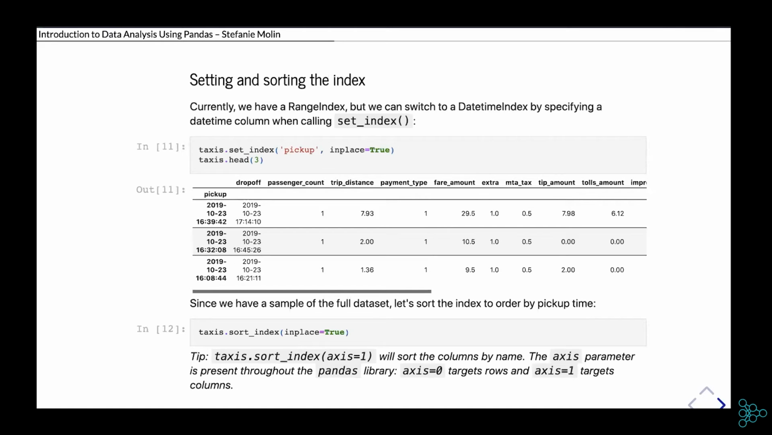A neat thing to point out about sort_index is that you can also use it to sort your columns by name, if you pass in axis equals 1 to target those instead of the rows. And that axis argument is something that you'll see a lot throughout Pandas.